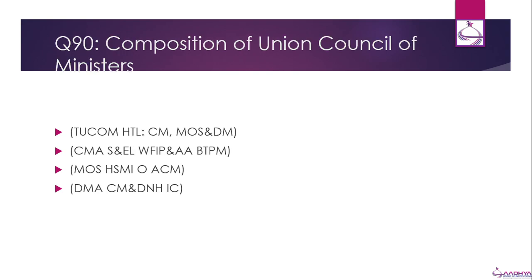Composition of Union Council of Ministers. The Union Council of Ministers has three levels: Cabinet Ministers, Ministers of State, and Deputy Ministers. Cabinet ministers are senior and experienced leaders who frame important policies and are appointed by the Prime Minister. Ministers of State handle smaller ministries independently or assist cabinet ministers. Deputy ministers assist cabinet ministers and do not have independent charge.